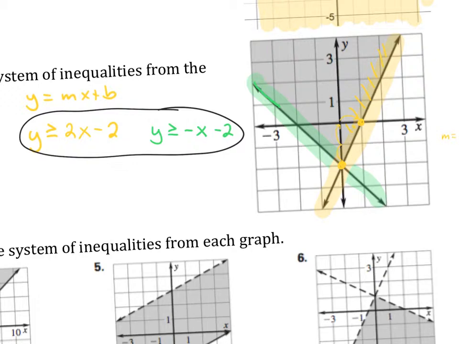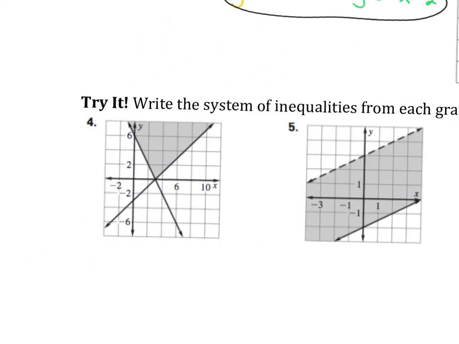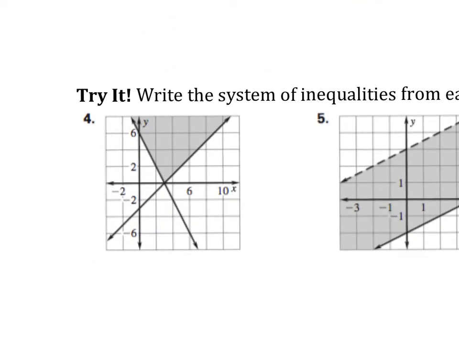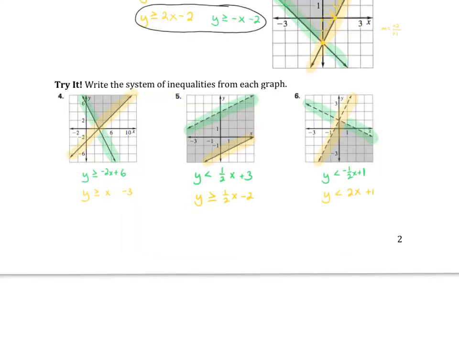Your turn is to do each one of those below. Start with number 4 with a partner, and then work on 5 and 6 solo. Go. And you can check your work here.